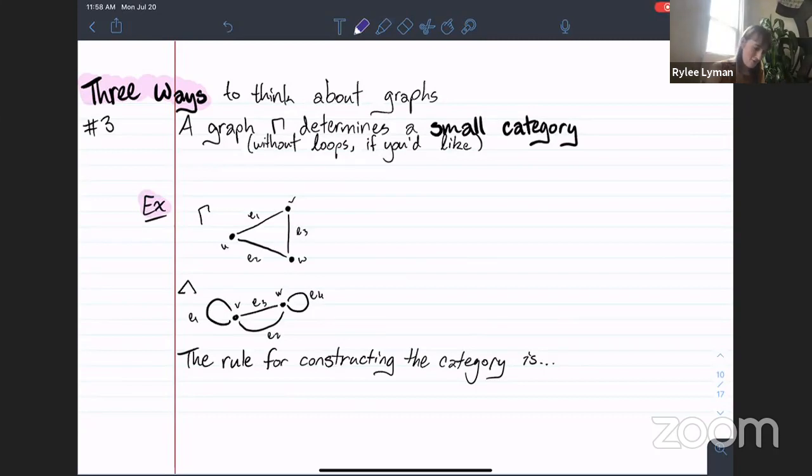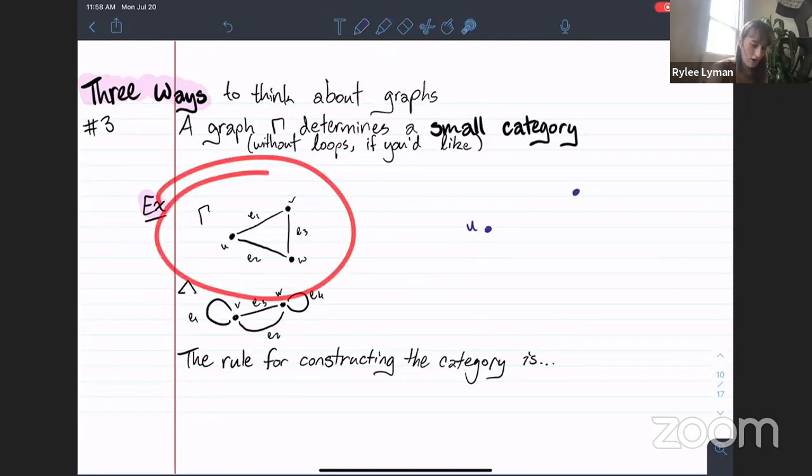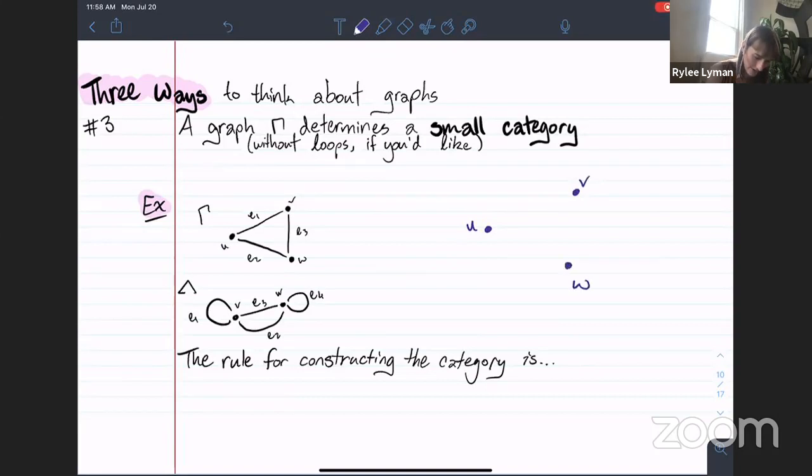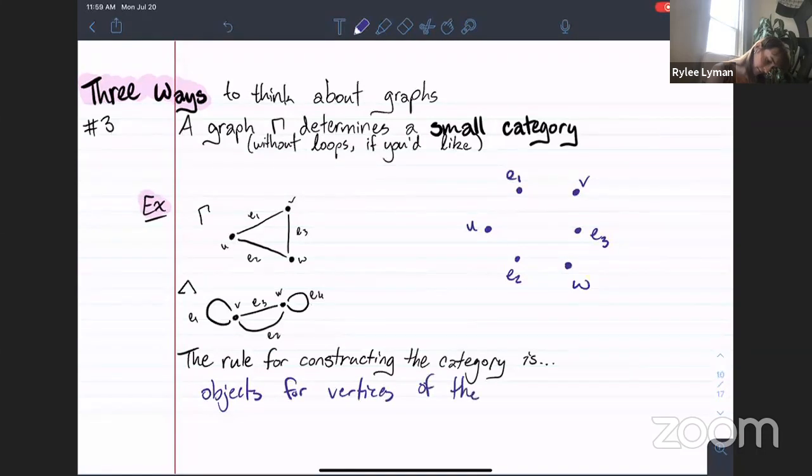So I'll have an object for each vertex. Here's my graph on the left-hand side, and I'm going to draw the category that I'm going to associate to it. Let me use permanent ink. Great. So it has an object for each of my vertices, but it's also going to have an object for each of the edges. So if you wanted to be super formal, it has objects for vertices of the barycentric subdivision.